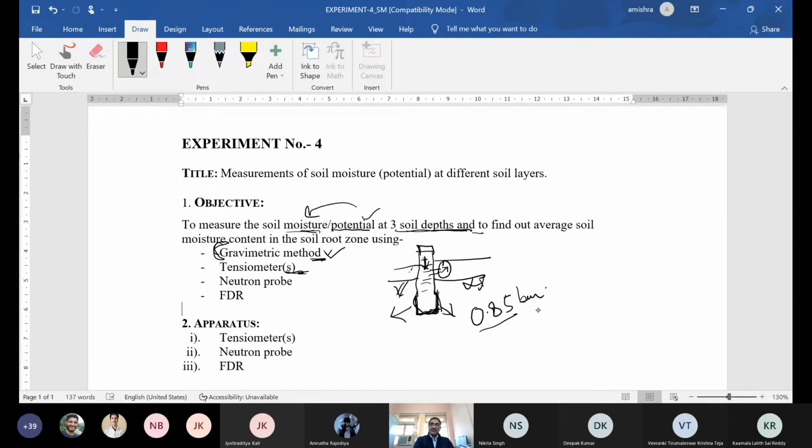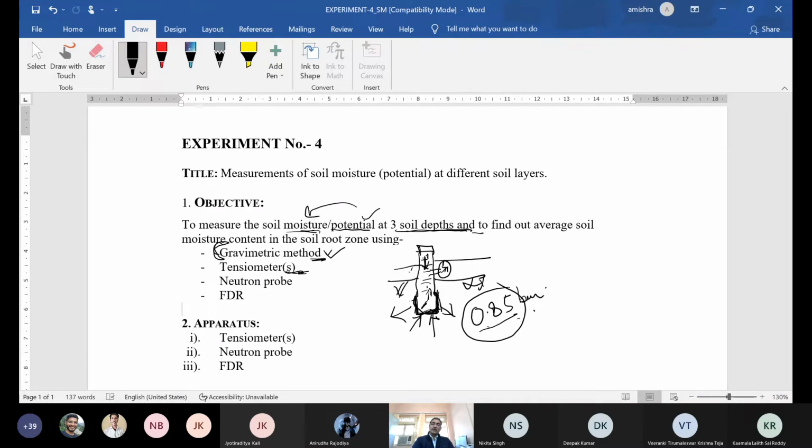Otherwise, more than this, the material of which this porous cup is made allows air to enter through this cup. So if suction is greater than 0.85 bar, it means the air entry value of this porous cup is crossed. Once air has entered into this system, this suction will no longer be there. Once air has entered the system, it will not show any suction or pressure condition. So the tensiometer has this limitation.